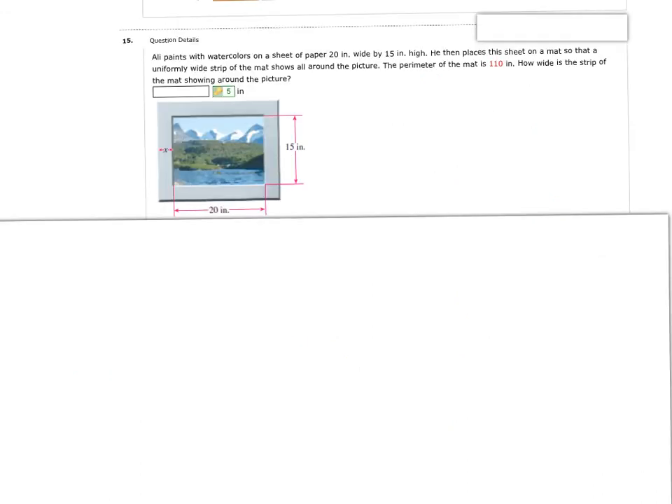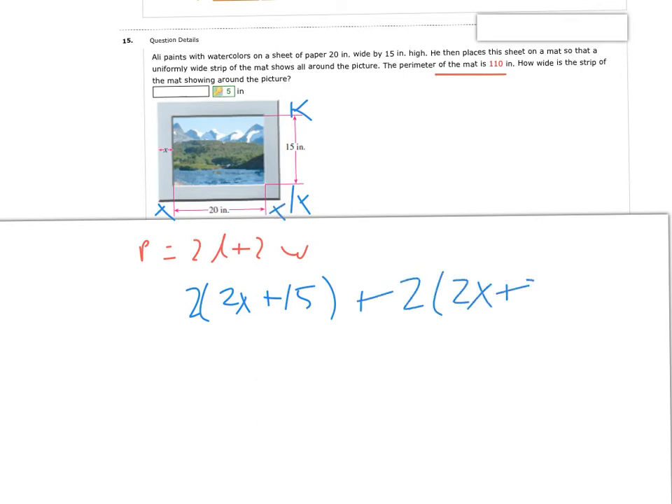All right, next up here, they gave us the dimensions, and they say the perimeter of the mat is 110, and so I know the perimeter is 2L plus 2W. I know here that this is kind of an x more that way and an x more that way. So then I know the length is 2x plus 15, and the width is kind of the same thing, an extra x on each side, so 2 times 2x plus 20, and then that is going to equal 110. So then you're just going to solve that for x, and that's it.